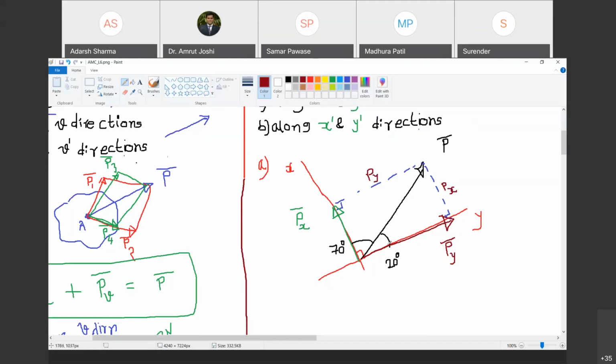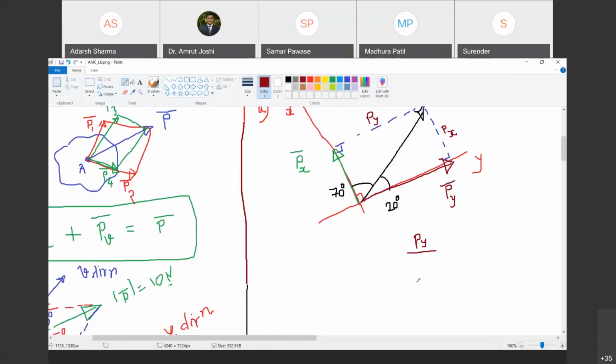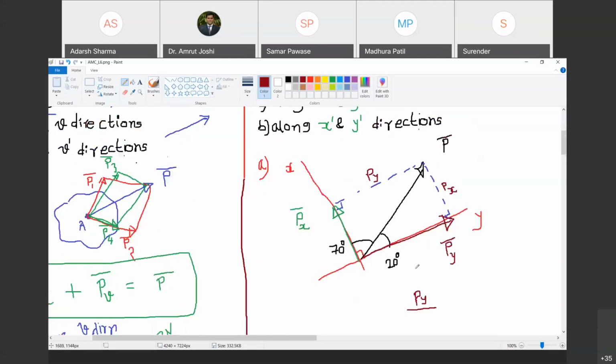So what do you get? Cos theta is what? Cos theta is adjacent side Py upon hypotenuse. Are you with me? Yes, sir. So adjacent side Py upon hypotenuse. Just call the magnitude of P bar as P. Do you agree with me? So Py by P is equal to cos of 20 degree.